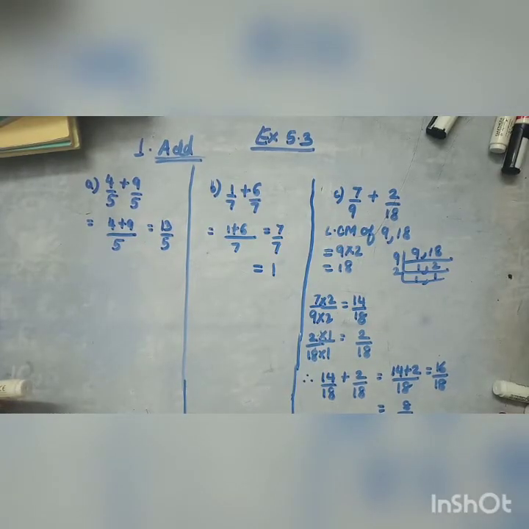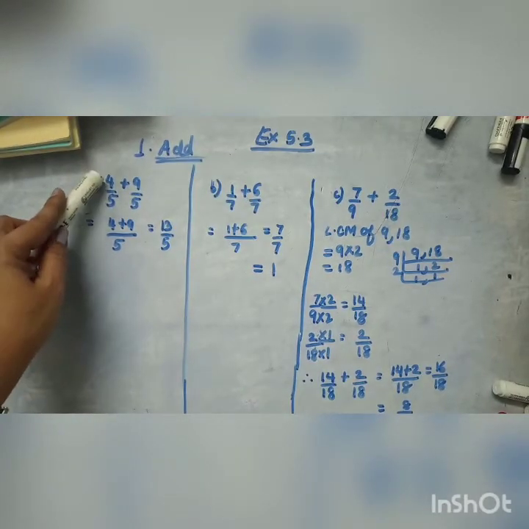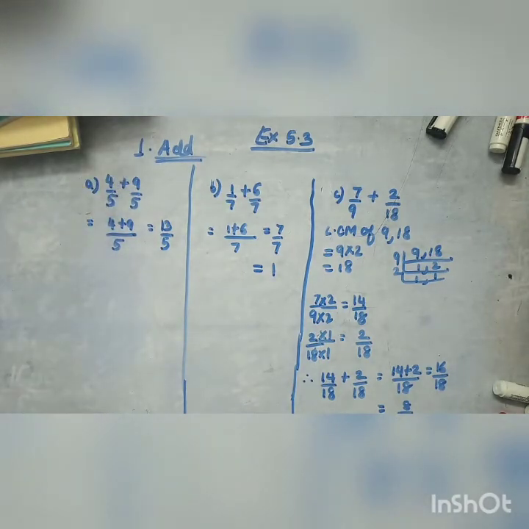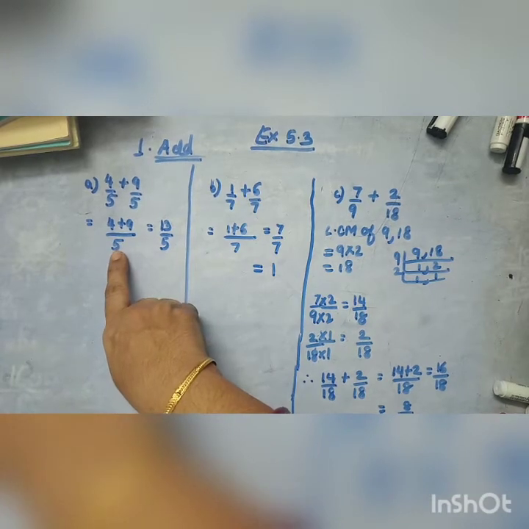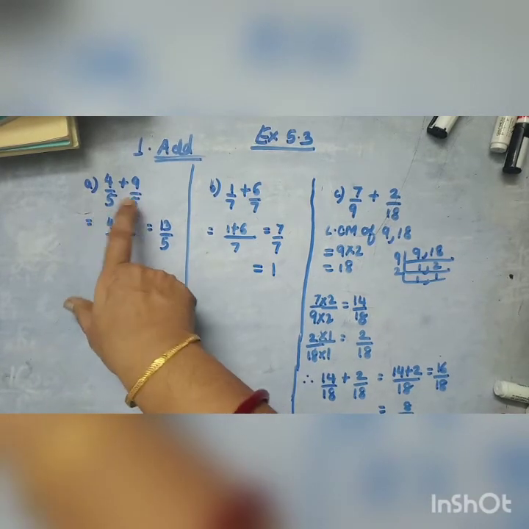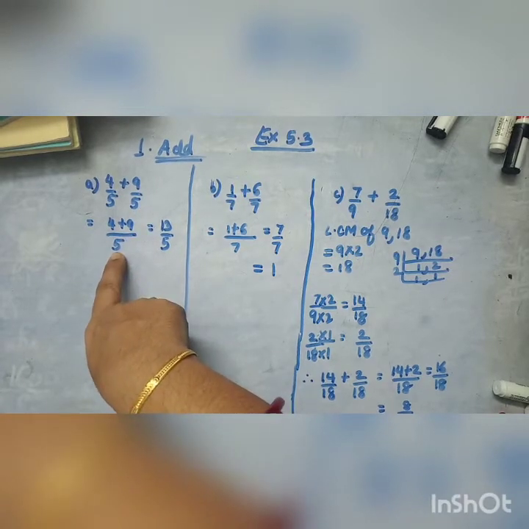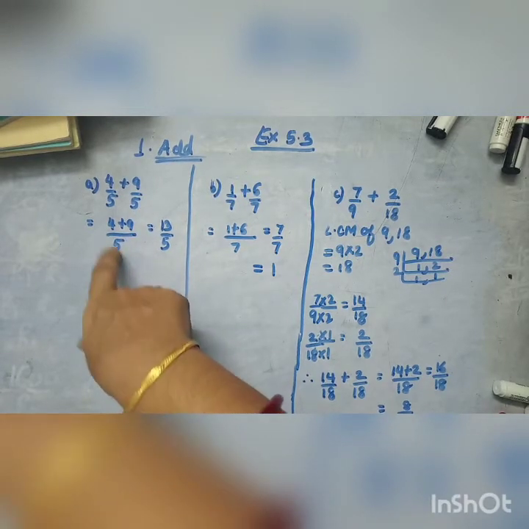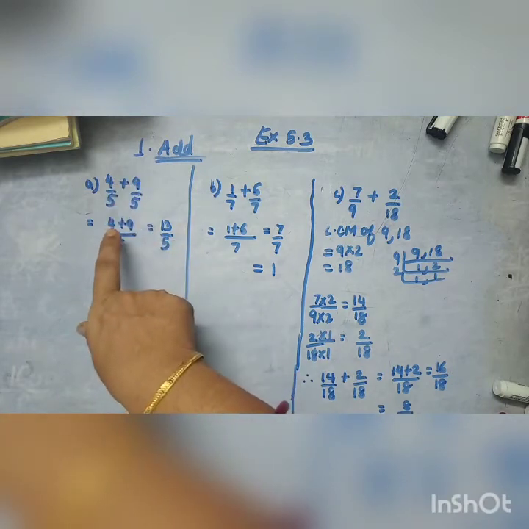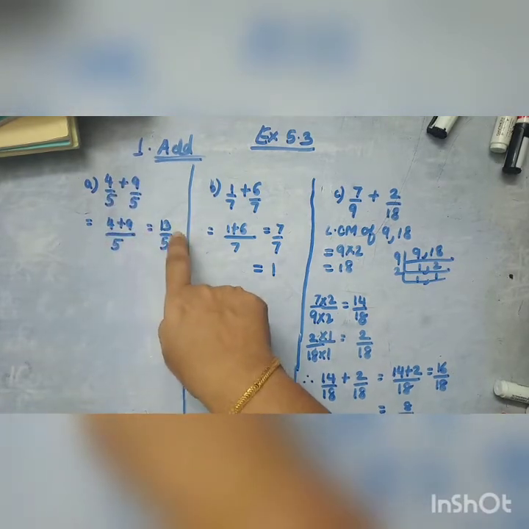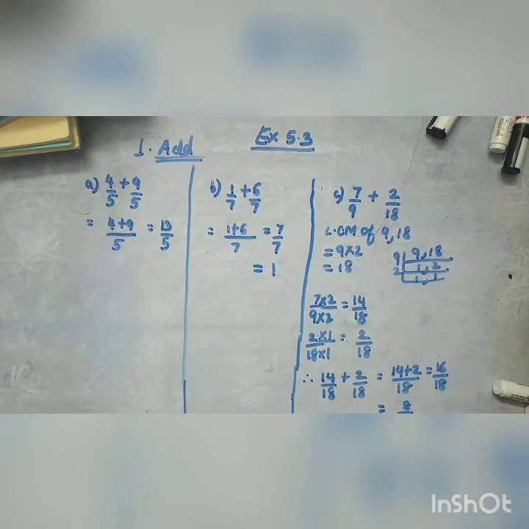Now students, I have done the first 3 questions of question number 1, add. Can you see 4 upon 5 plus 9 upon 5? आपको दो फ्रैक्शनल नंबर दिखाई दे रहे हैं। अब मैंने क्या किया है, देखिए सेकेंड स्टेप में ये दोनों कॉमन है 5, isn't it? So I have taken the LCM as 5 and then ऊपर जो न्यूमरेटर हैं उनको मैंने ऐड कर दिया है। ऐड करने के बाद हमारा आंसर क्या आता है, 13 upon 5.